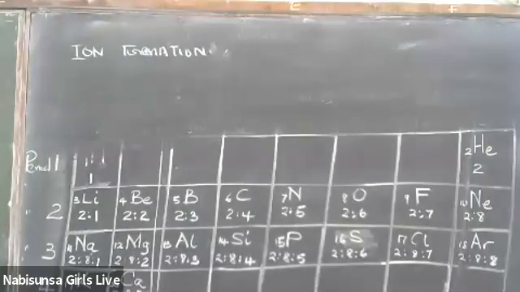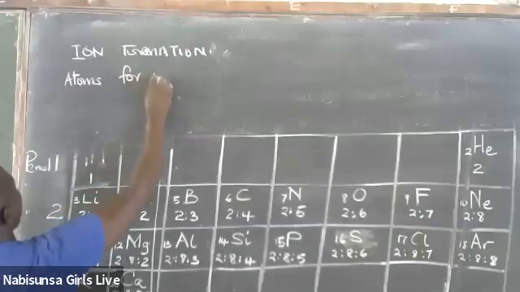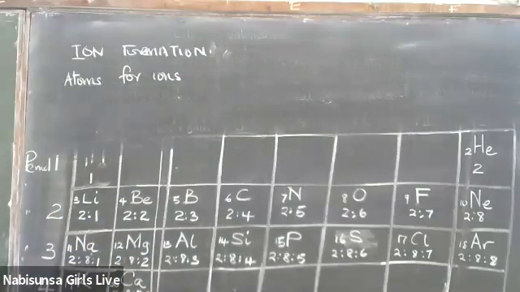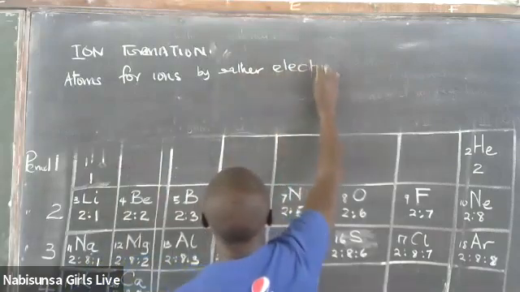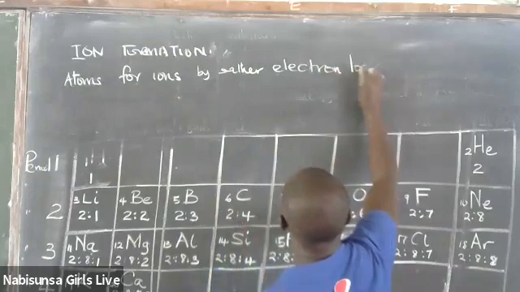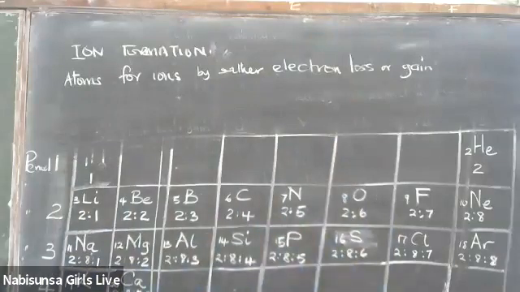Now, I want us first of all to capture that atoms form ions. Atoms give ions. But there are cases where an ion also gives an atom, depending on whether there is loss or gain. Atoms form ions, using which method? By either electron loss or gain. Atoms form ions by either electron loss or electron gain.